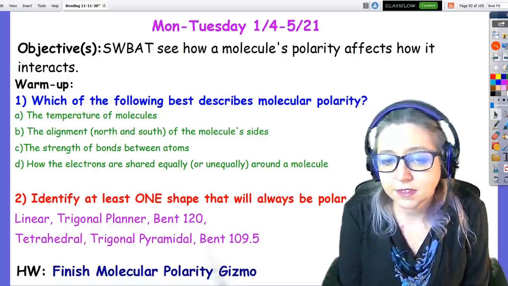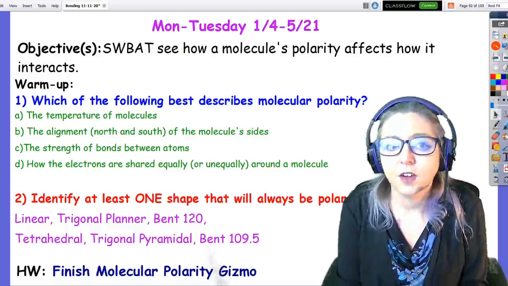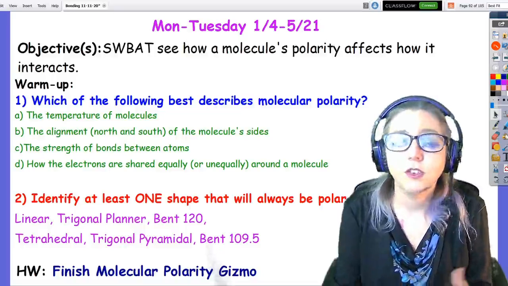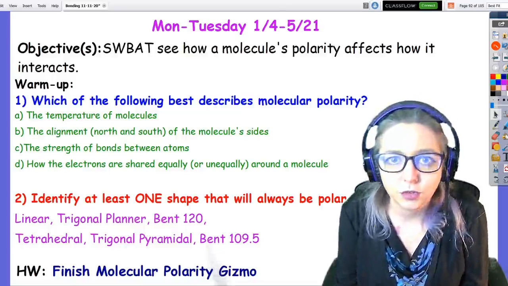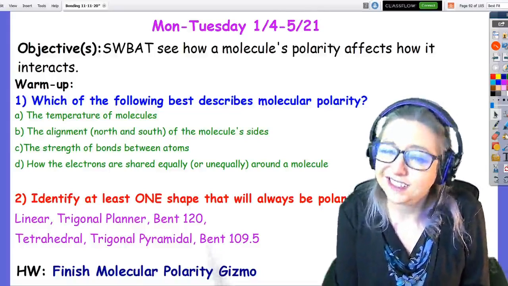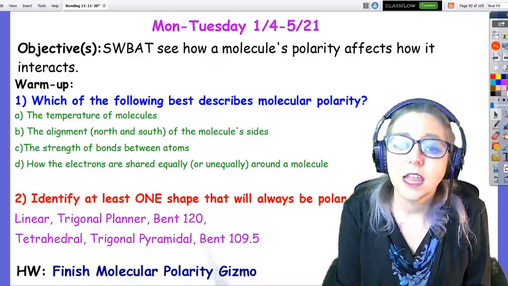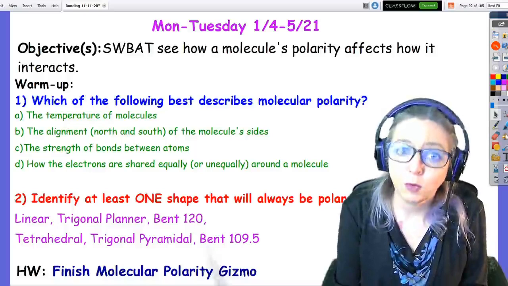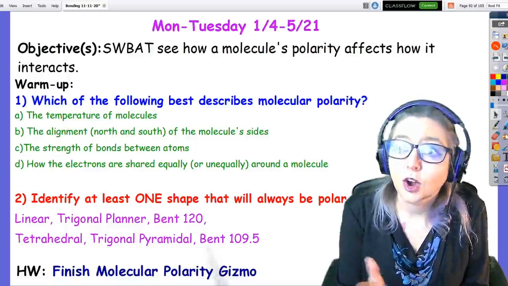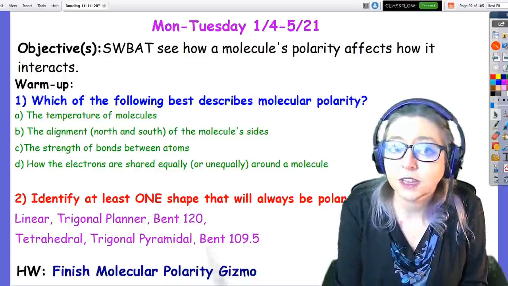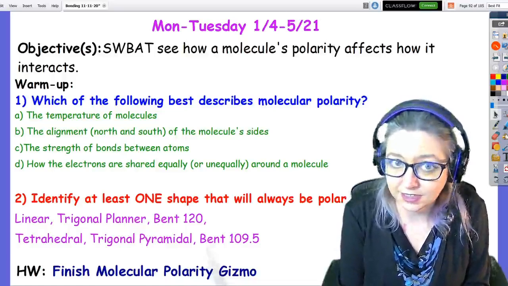The only time that's an exception is if you have all the same elements, like O3 or N2 or Cl2. So if it's more than one element in your compound, and that's typically what we give you, if there's a lone pair on that central atom, it's going to be a polar shape. Your homework due on Thursday or Friday is to finish that molecular polarity gizmo that we started in class.